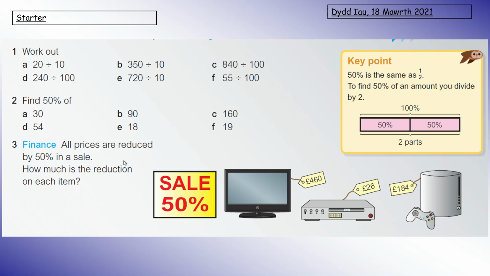Okay, so here's your starter, hit pause, have a go at all questions. Once you've done that, hit play and we'll go through them.